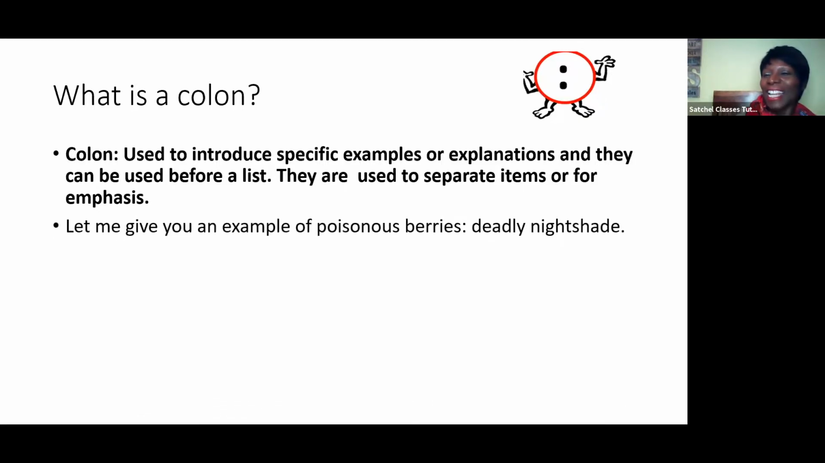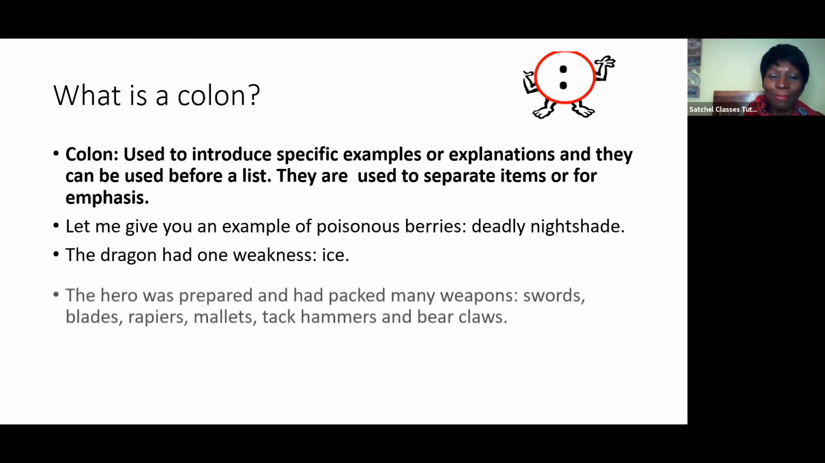So here are some examples. Let me give you an example: poisonous berries, deadly nightshade. So here there's a specific example. The writer, a non-fiction writer, is writing about poisonous berries, and there's a specific example. Here: the dragon had one weakness, ice. So this is a fiction example about a dragon, and it's explaining the dragon's weakness. And the colon is used here for a specific explanation.